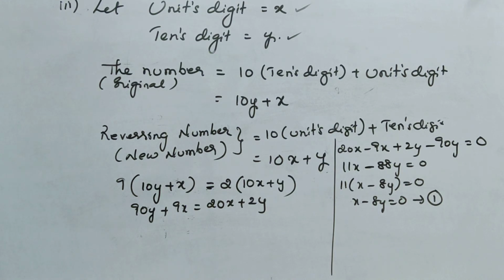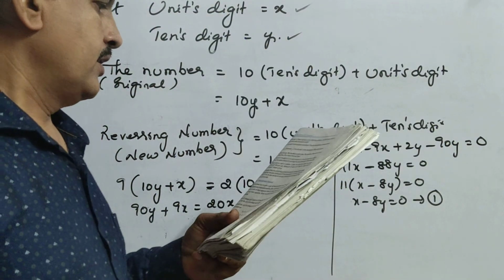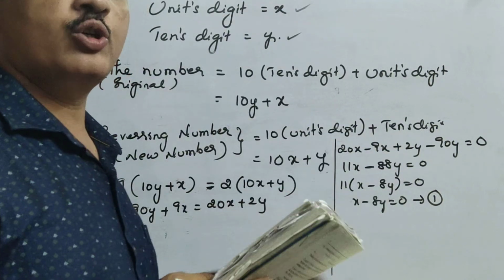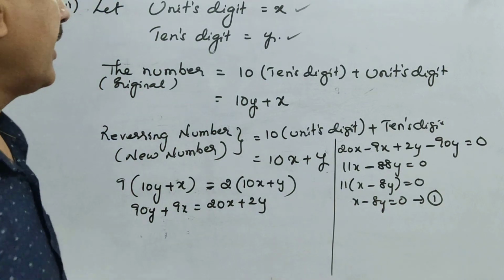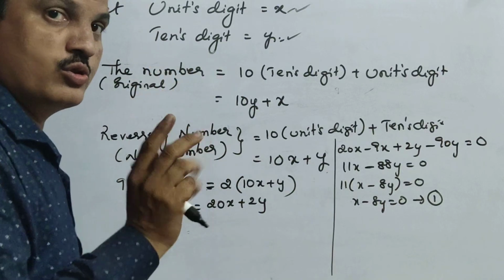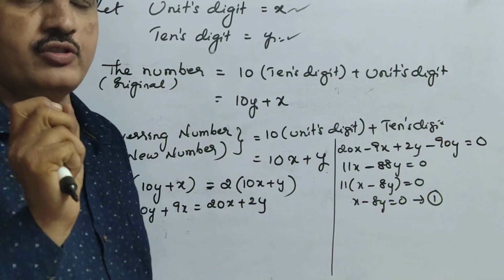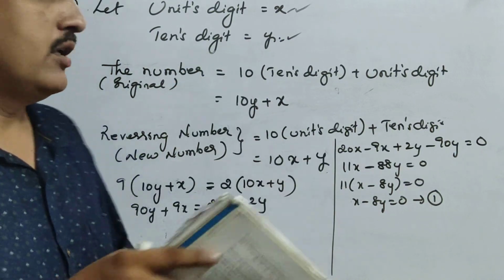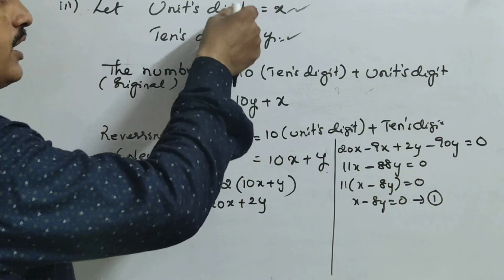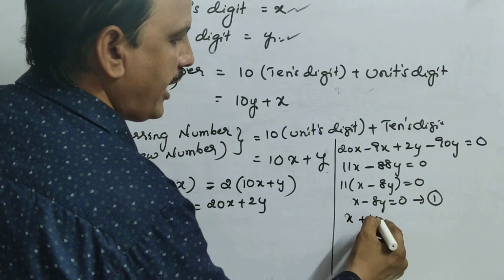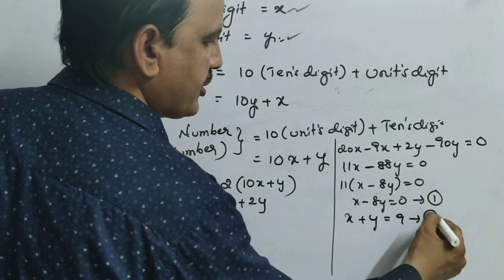Next, how will you get the second equation? The second equation he gave very clearly: the sum of the digits of the two-digit number. That means adding the two digits gives 9. Read the question: the sum of the digits of the two-digit number is x plus y equals 9. That is the second equation.